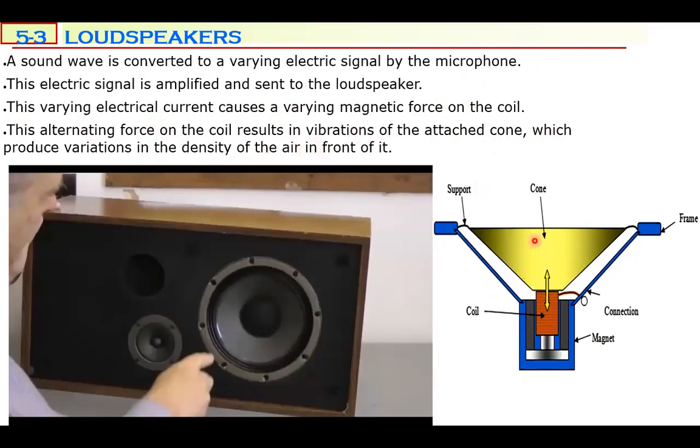So a loudspeaker basically has four components. One component is a permanent magnet. The second one is a coil. The third one is a cone. The fourth one is a frame which holds all those things.